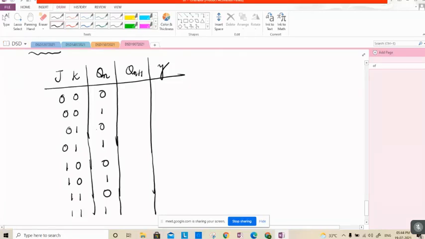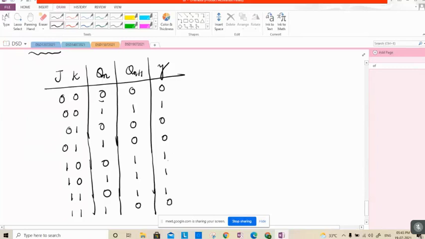Now tell me, whenever J is equal to 0, K is equal to 0, Q is equal to 0, what will be the value of Q plus? 0, sir. What about this? 1. What about this? 0. This is 0, this is 0, this is 1, this is 1, and this is 0. Right, this is 1, 0, 0, 0.